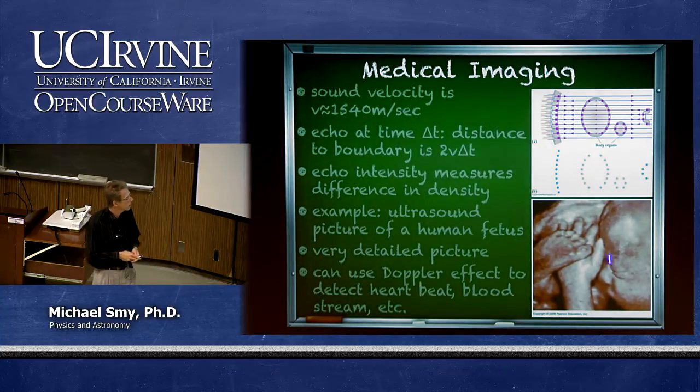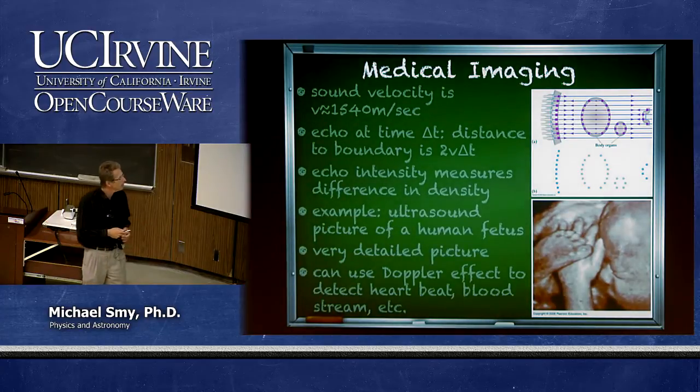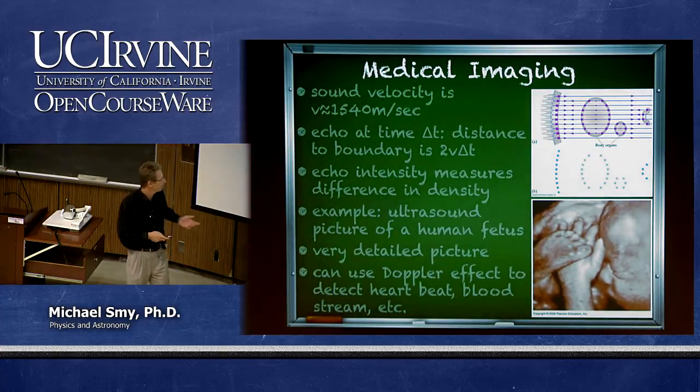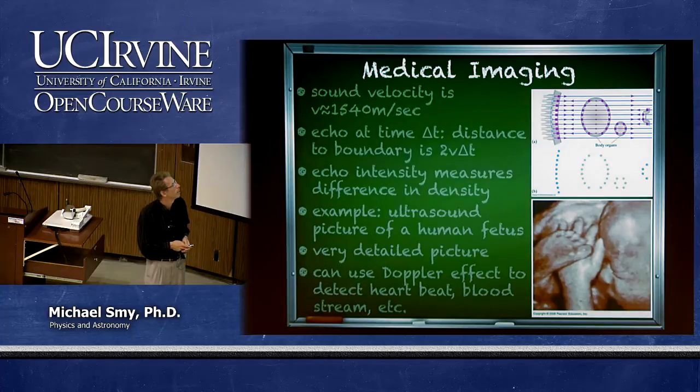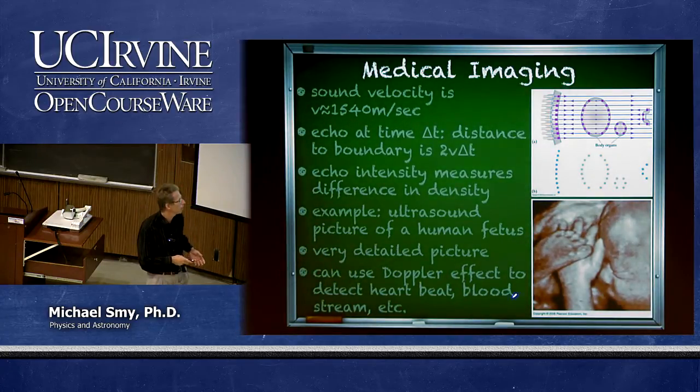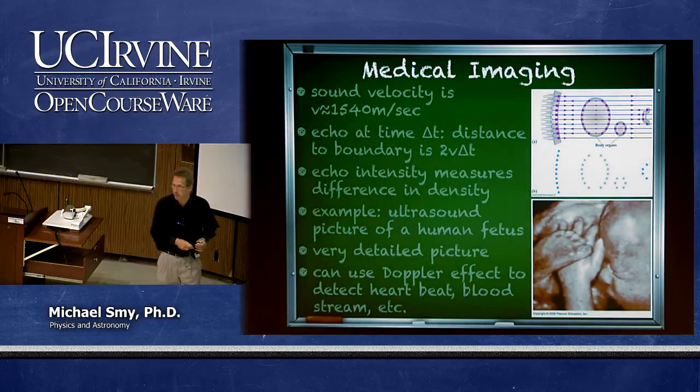For example, here's one. And one can see that it's possible to make very detailed pictures. We can then make use of the Doppler effect to detect whether there's a heartbeat in the fetus. Or if it's used for other diagnostic purposes, you can detect the motion of the bloodstream, etc.